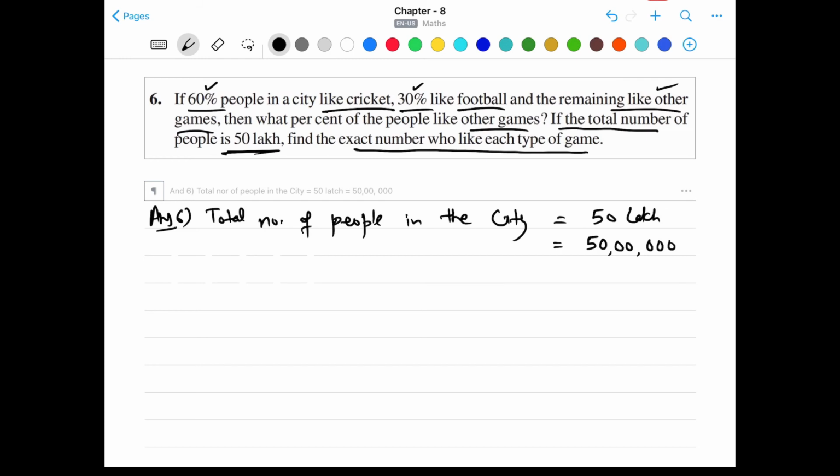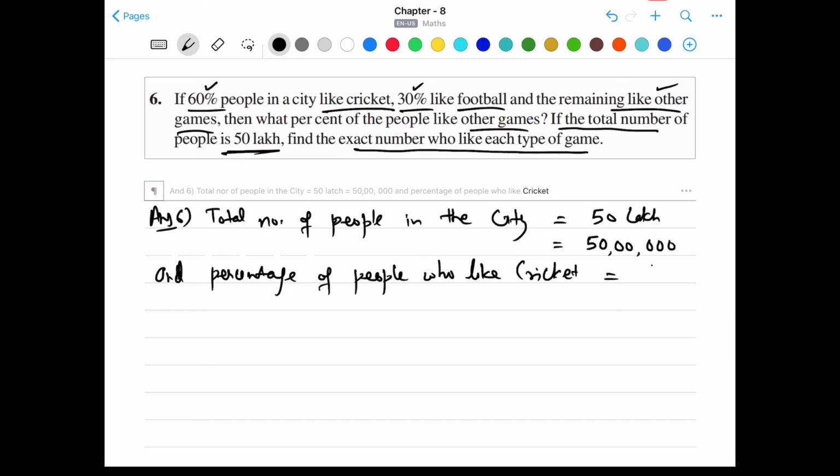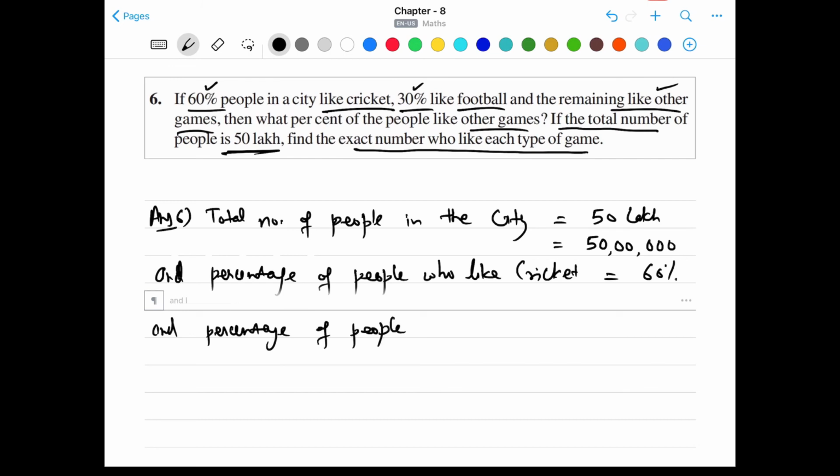Now we are given that the percentage of people who like cricket is equal to 60%. And the percentage of people who like football is equal to 30%.